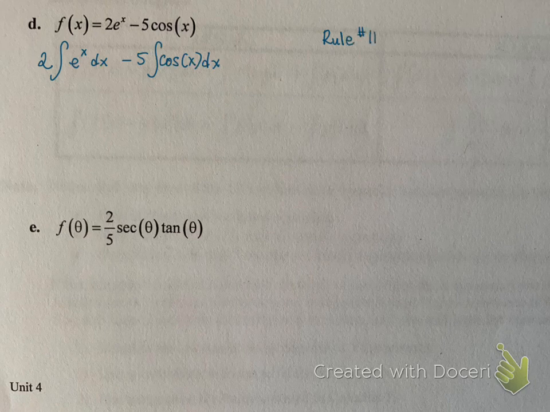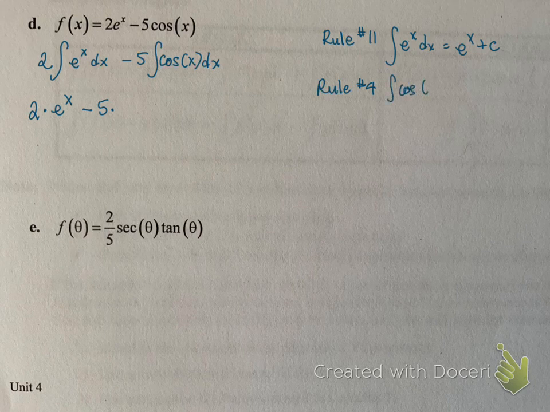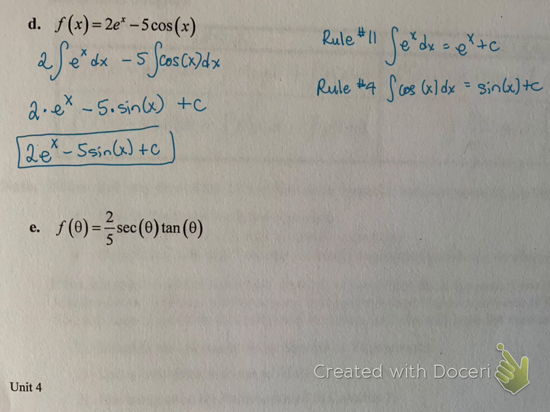Okay, so rule number 11 says the integration of e to the x dx equals e to the x plus c. Okay, so this first piece is going to be 2 times e to the x. And then we're going to do 5 times, and we're going to look up the rule that deals with cosine. The rule that deals with cosine, if you look on this sheet, is rule number 4. So the integration of cosine x dx is equal to sine x plus c. So we get negative 5 times sine x, and then I'm going to tack on plus c. So making this look a little bit better, 2e to the x minus 5 sine x plus c. So that is my answer.